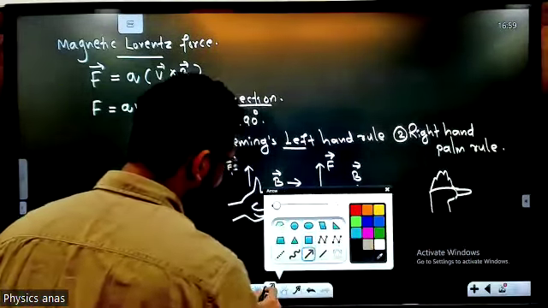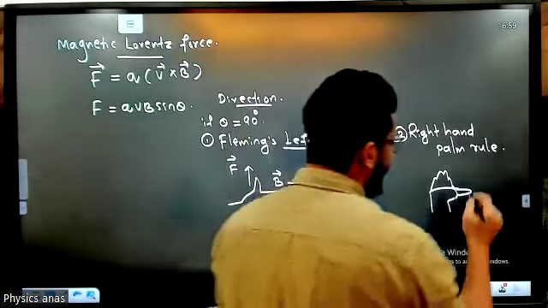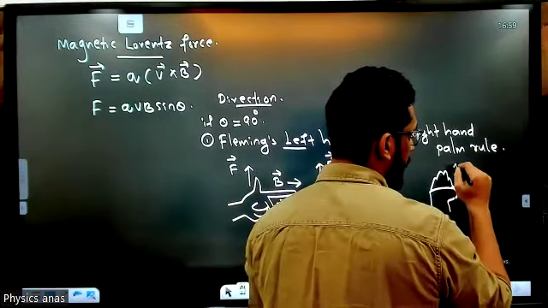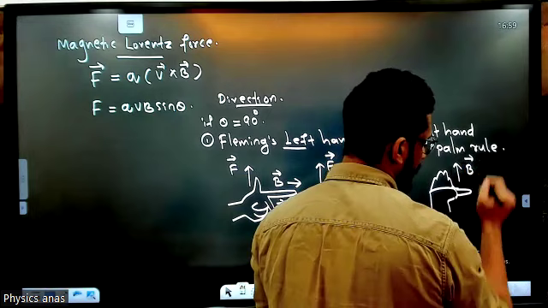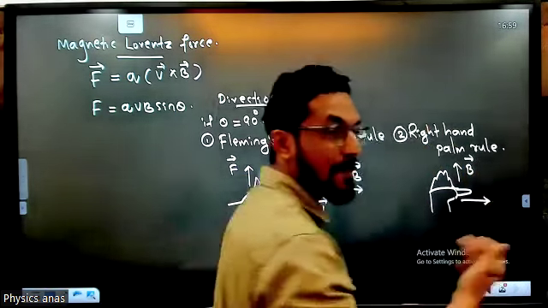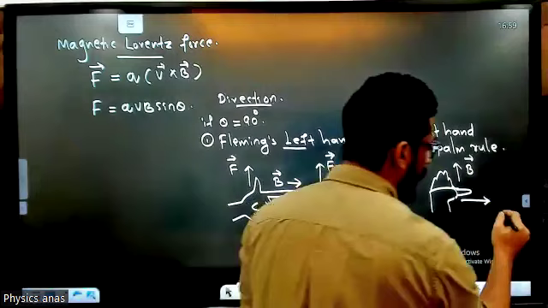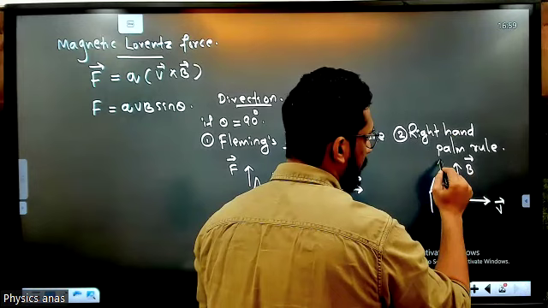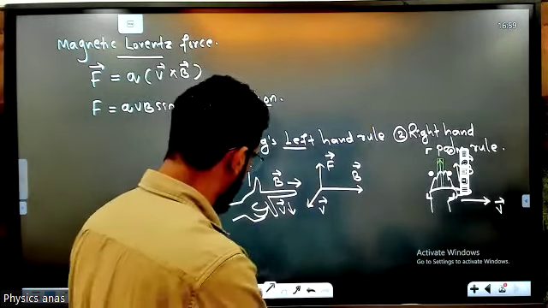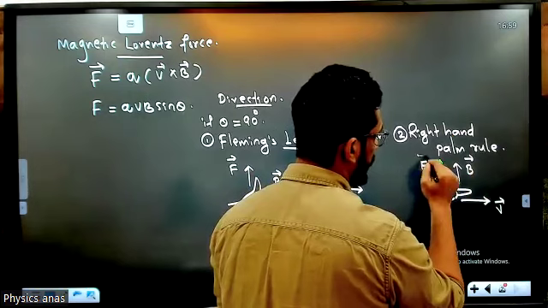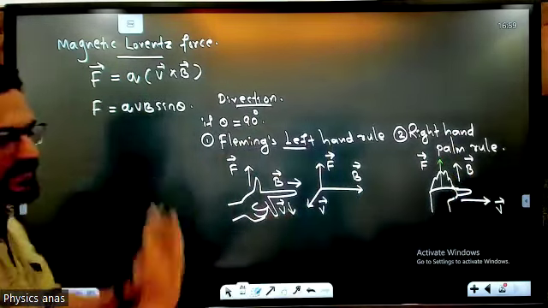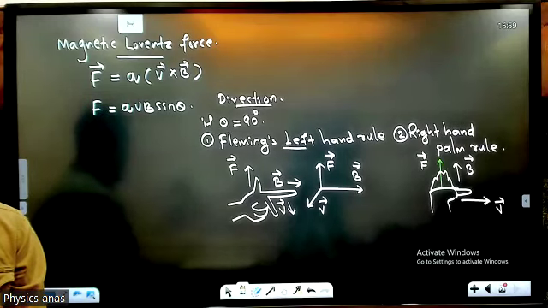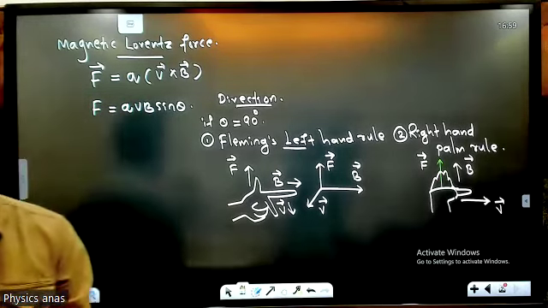And what is this? These four fingers are showing the direction of magnetic field, and the thumb is showing the direction of velocity. Then a line perpendicular to your palm will show you the direction of force. We just need this, Fleming's left hand. That will be easy to understand. Is that okay?